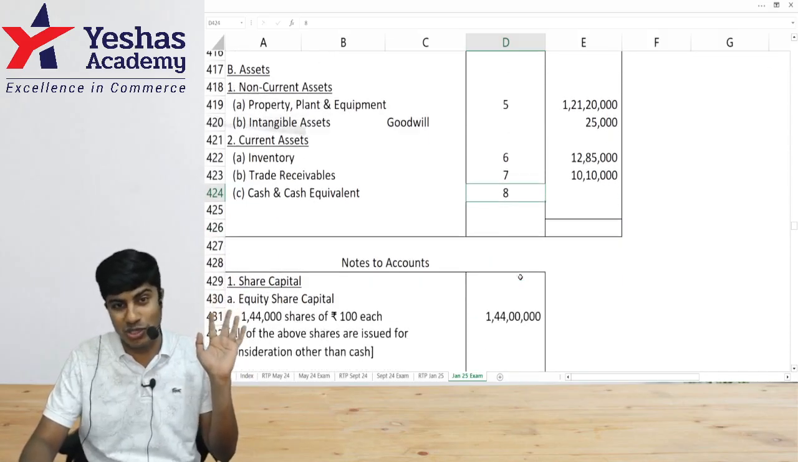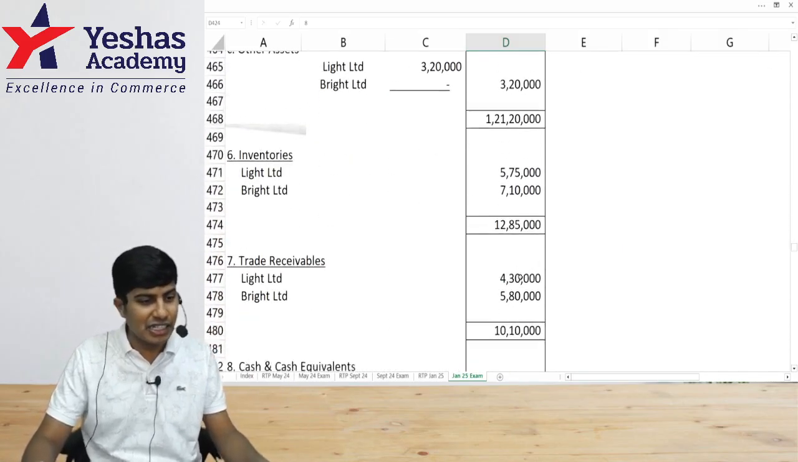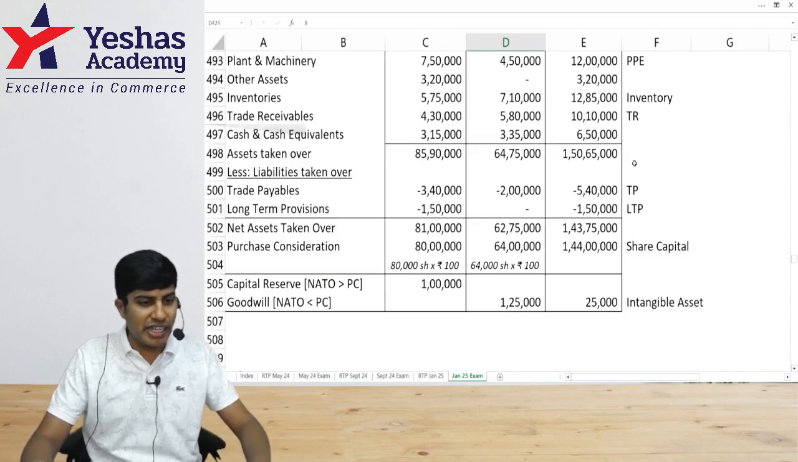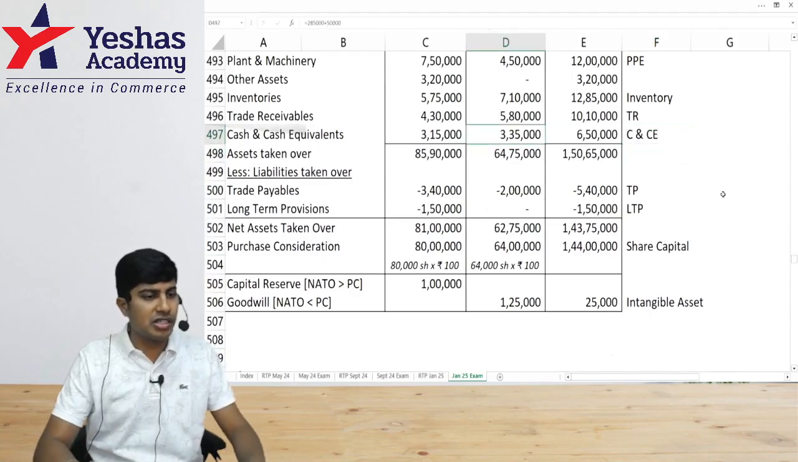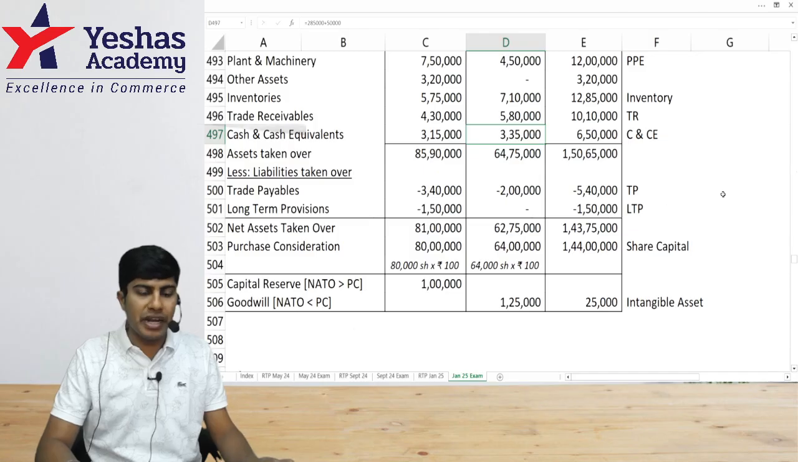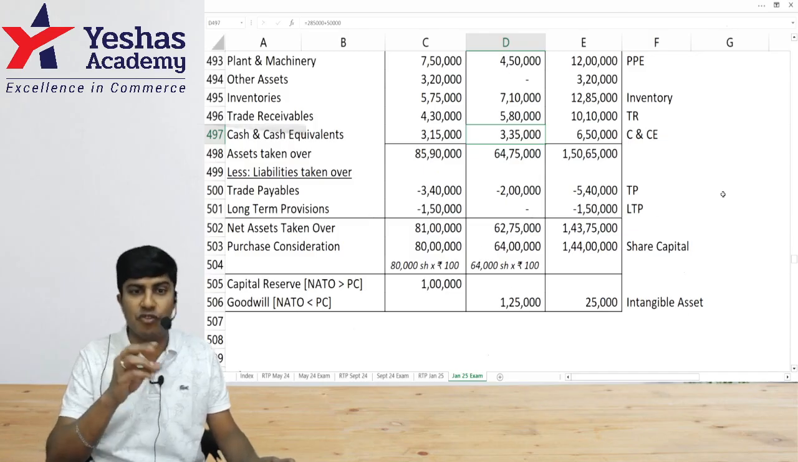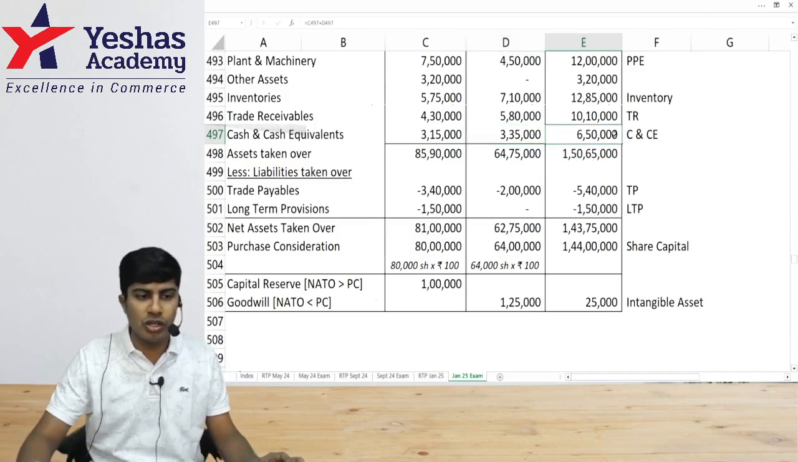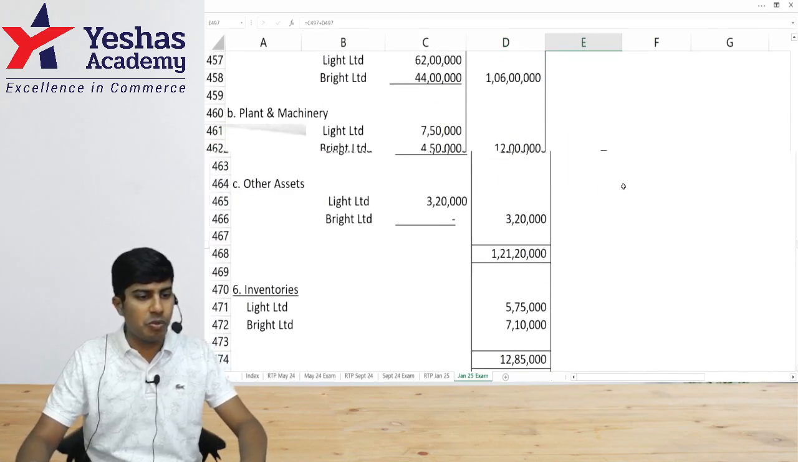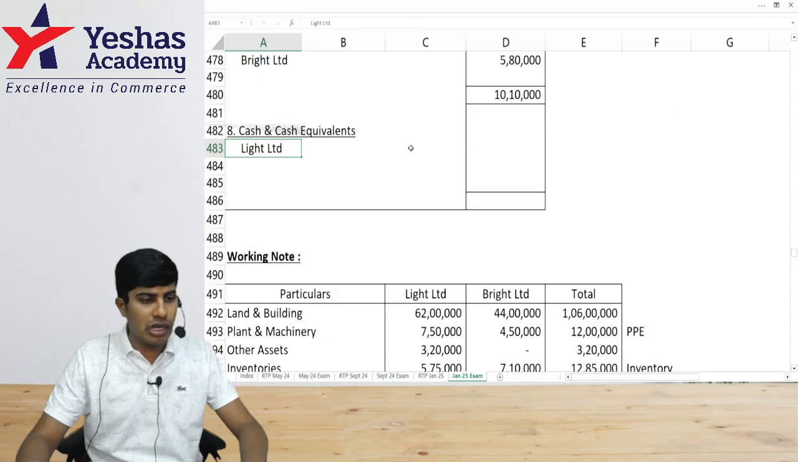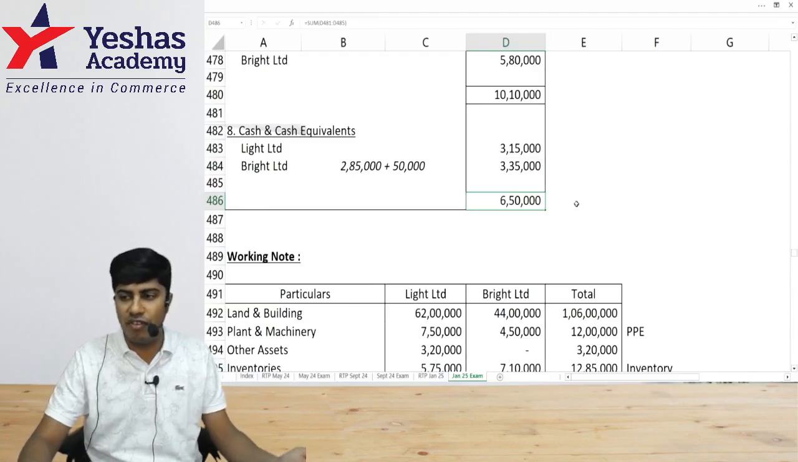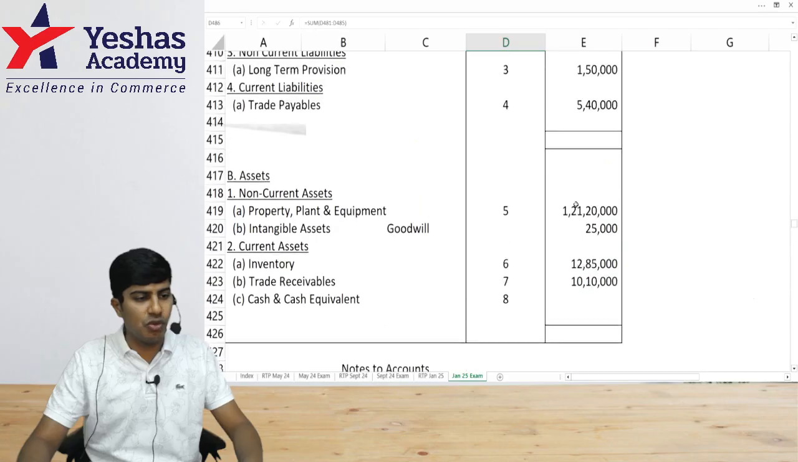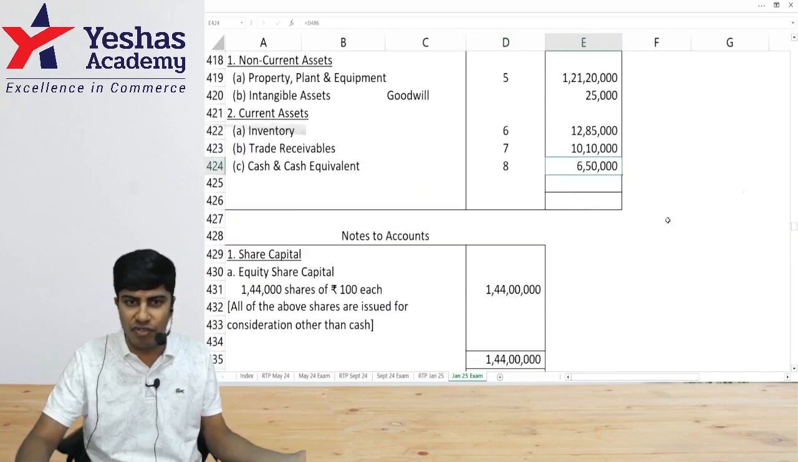Don't forget 50,000 other assets, sale consideration. I would have written here cash and cash equivalent. How much is it? 3 lakh 15 of Light. Bright is 2 lakh 85 plus 30 plus 50,000. So 335. Together it is 6 lakh 50. I would post 6 lakh 50 here. Light 3 lakh 15. Bright 285 plus 50, 335. Together 6 lakh 50. This 6 lakh 50 would go here as 6 lakh 50.